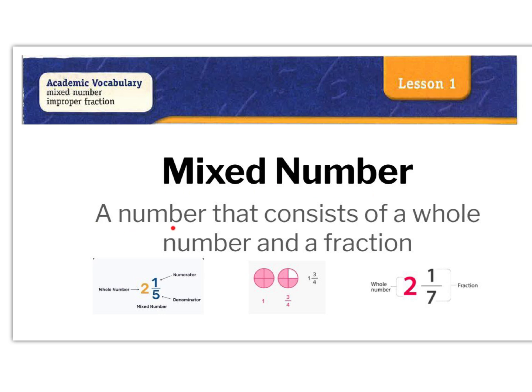A mixed number is a number that consists of a whole number and a fraction. So if there's a whole number, so it has 2 and then a fraction, so 2 and 1/5. We can see that the whole number is 2, the fraction is 1/5, and the numerator is the top number and the denominator is the bottom number. Here's another one in picture form, 1 whole and 3/4, so 1 and 3/4. Again, 2 and 1/7, these are all examples of a mixed number. Has a whole number and a fraction.